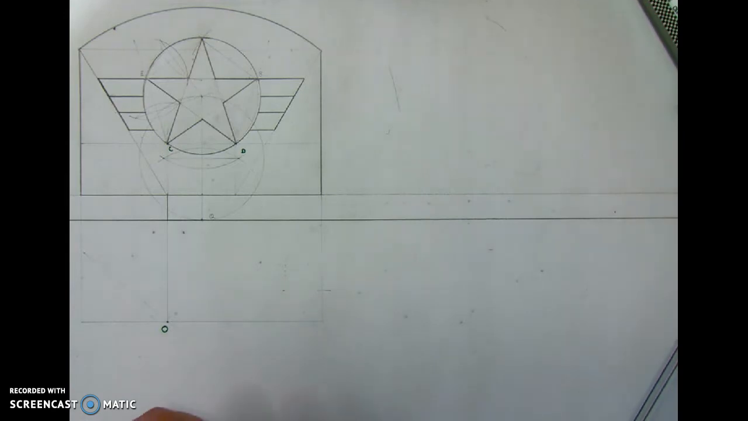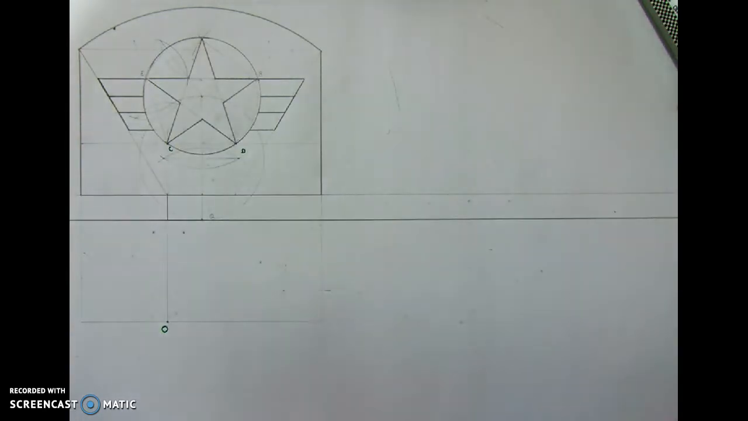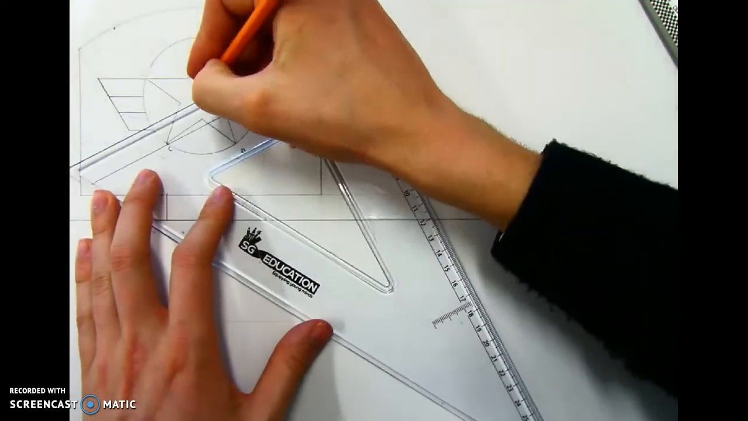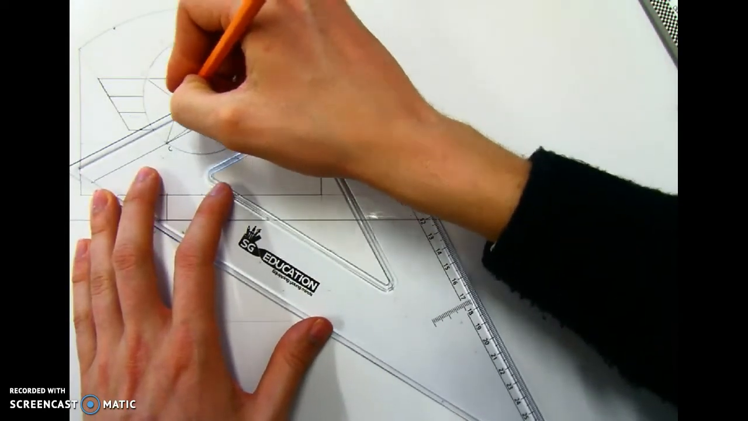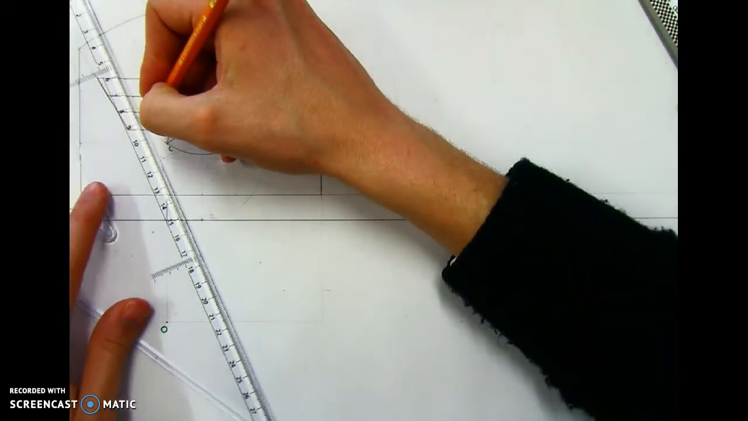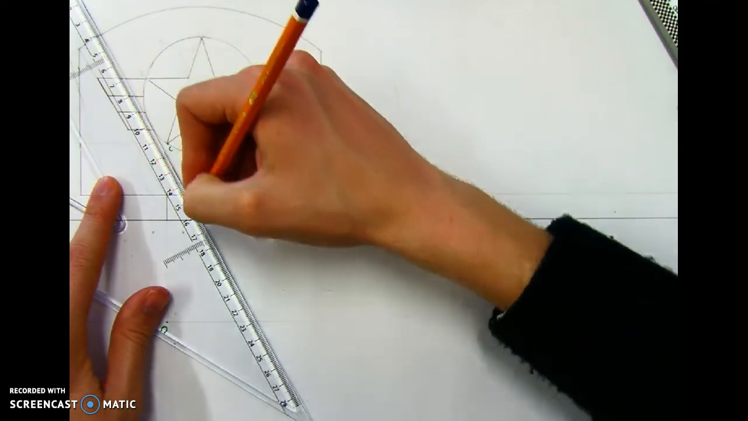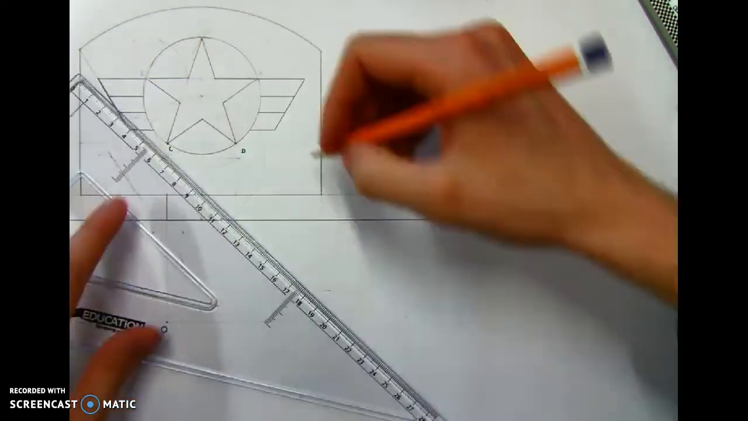Where that circle cuts the outside of this circle, we join a straight line, and that locates our point of contact at 90 degrees to the point. We can do the same on this side.